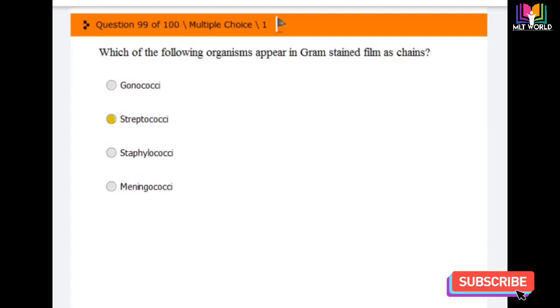Question number 99. Which of the following organisms appears in a Gram-stained film as chains? Options are gonococci, streptococci, staphylococci, meningococci. The correct answer is streptococci. Streptococci appear in Gram-stained films as chains.